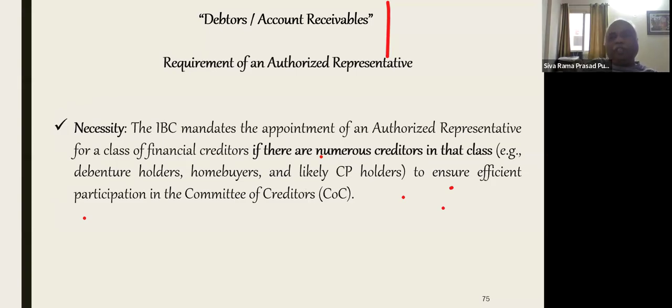Requirement of authorized representative. The IBC mandates the appointment of the authorized representative for a class of financial creditors if there are numerous creditors in that class. That is debenture holders, home buyers, commercial paper holders also, to ensure efficient participation in the committee of creditors.